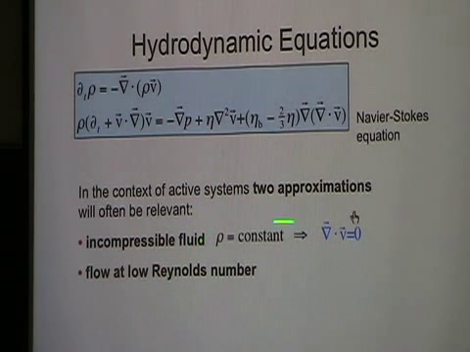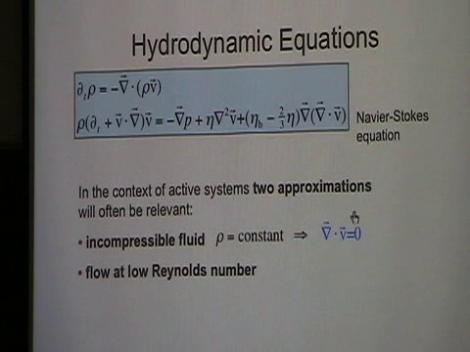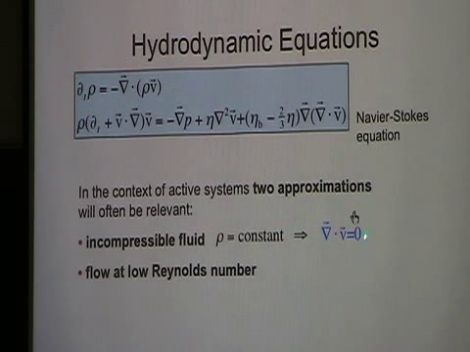There are actually two approximations that will often be relevant and that I will be using. The first one is that often I will assume that the fluids I'm interested in are incompressible, that is, the density is constant. If the density is constant, the first equation simply becomes the statement that the divergence of V has to be zero. So that's the incompressible limit that I will often be using, and you don't have the first equation at all. The second approximation is that we are often interested in what's called a low Reynolds number.